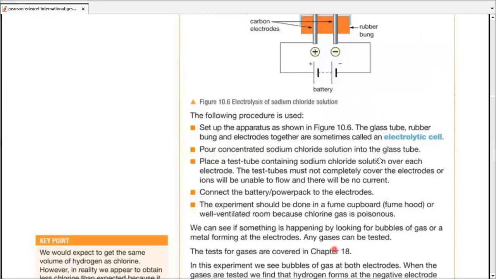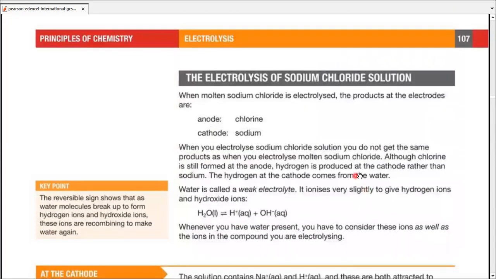So for now, moving on, the electrolysis of sodium chloride solution. When molten sodium chloride was electrolyzed, the products at the electrodes were chlorine at the anode and sodium at the cathode. But when you electrolyze concentrated sodium chloride solution, the products are not the same. Although chlorine still forms at the anode, hydrogen is produced at the cathode. This is different because we had sodium at the cathode in the molten case. The hydrogen at the cathode comes from water.